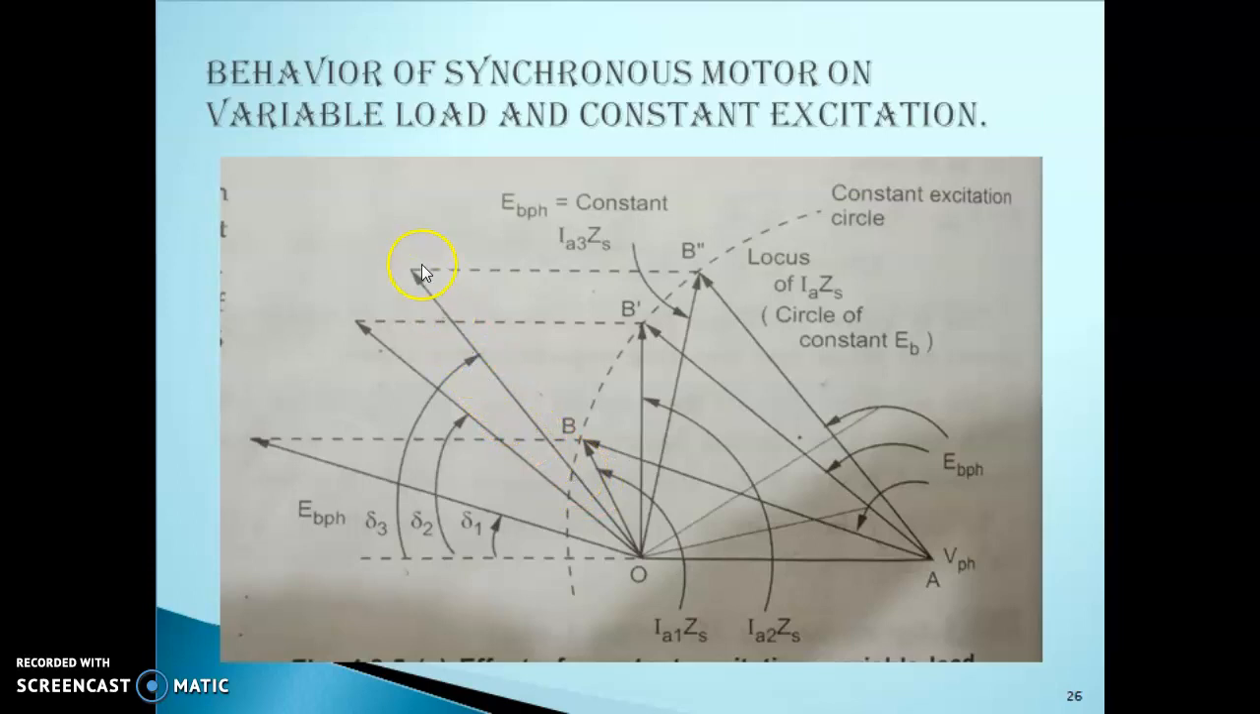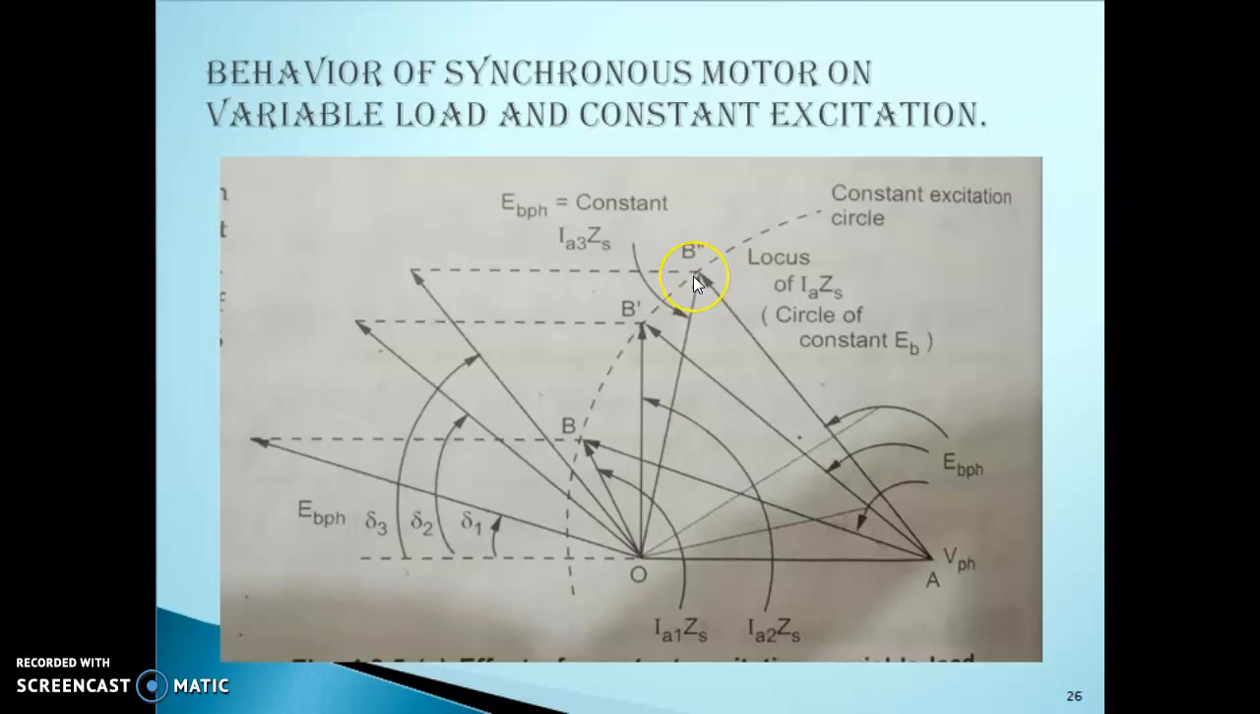Now this is our EBPH, this is VPH. Okay, now if you take its resultant, then the resultant will come like this, OB double dash. So this heavy load resultant we are showing by the OB double dash. So now if you observe this OB, OB dash and this OB double dash, OB is smaller than OB dash, and OB dash is smaller than OB double dash.